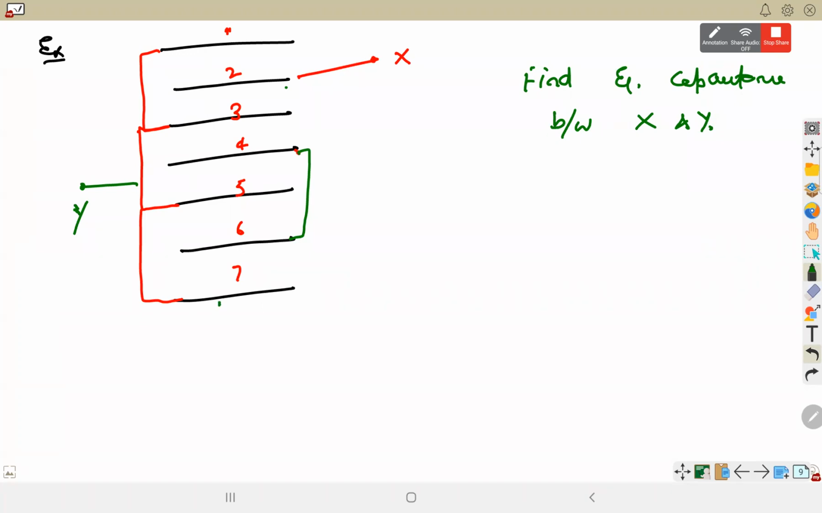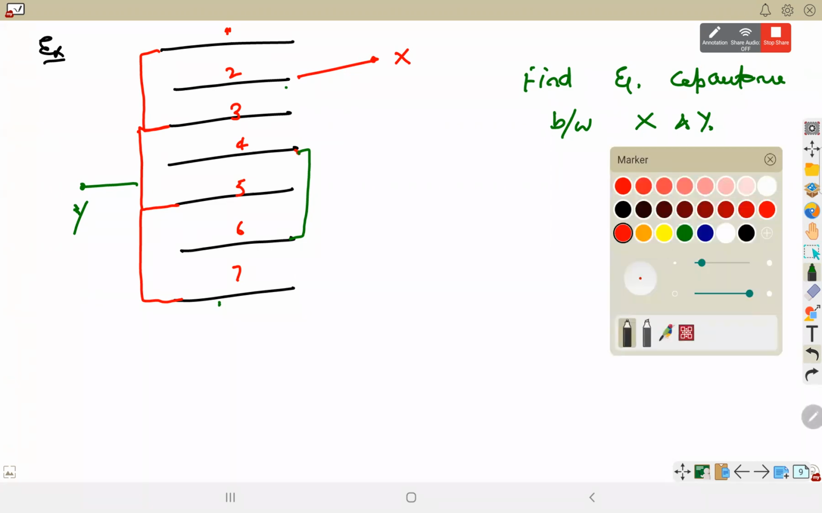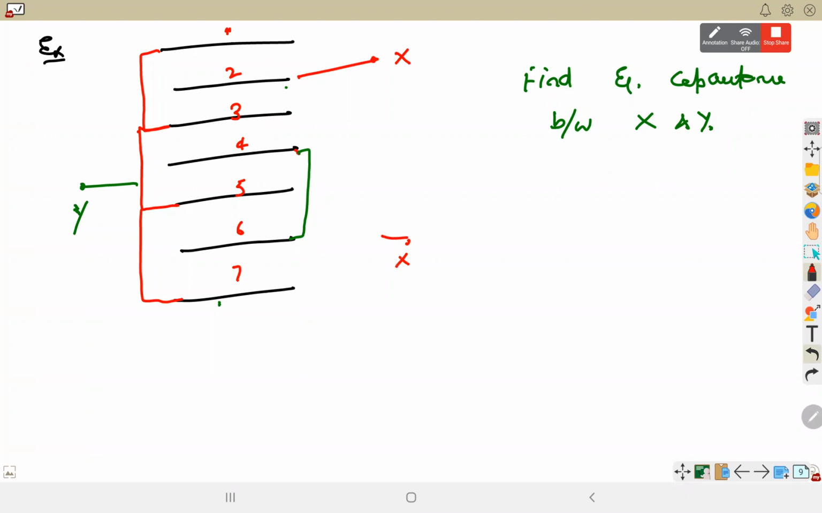2C होगा क्या? What is the answer? सर 2C शायद. X is connected to 2 only. Y is 1, 3, 5, and 7. 4 is connected to 6. That will be 1 point.